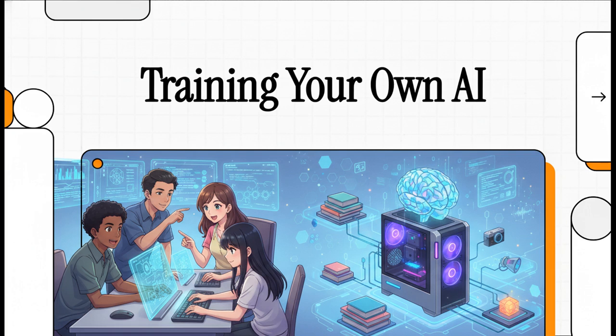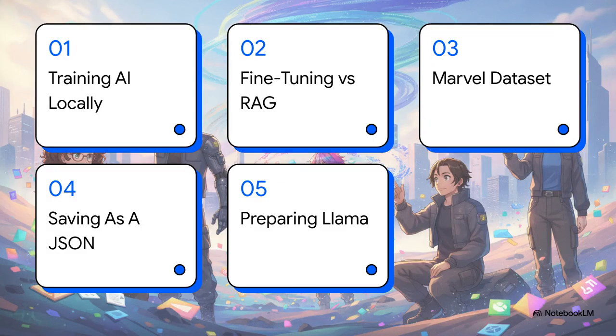I know it sounds a bit like science fiction, but as we'll see from our source material today, it's completely possible, and it all starts with understanding just a few core concepts. So here is our roadmap for today. 1. Training AI locally. 2. Fine-tuning versus RAG. 3. Creating the Marvel dataset. 4. Saving as a JSON. And 5. Preparing the Llama model.